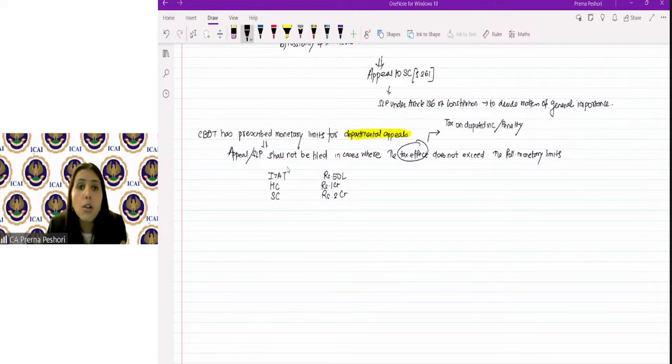So the appeal will not be filed by the department. Understand, this is departmental appeal. If the tax effect does not exceed these limits, if the tax on the disputed income is not exceeding these amounts. Now, does that mean that the department has accepted the defeat? So let's say, for example, if it's a question now before the High Court, if it's an ITAT order, and let's say the tax effect is less than rupees 1 crore. So obviously, even if it's a question of law, department cannot appeal to the High Court.